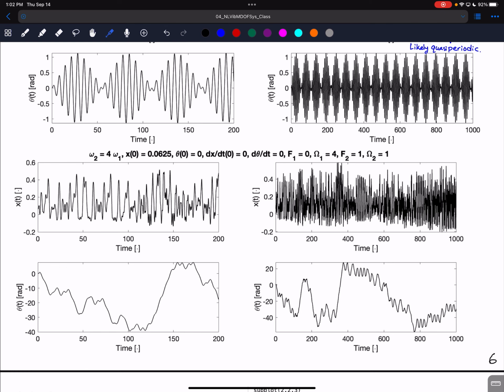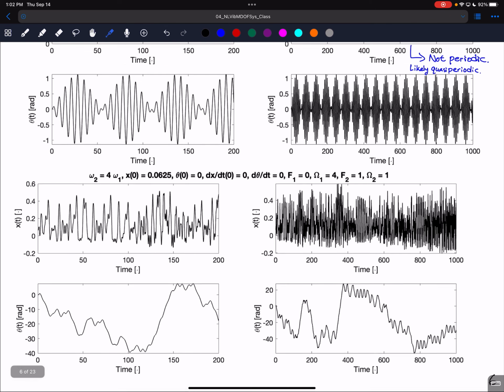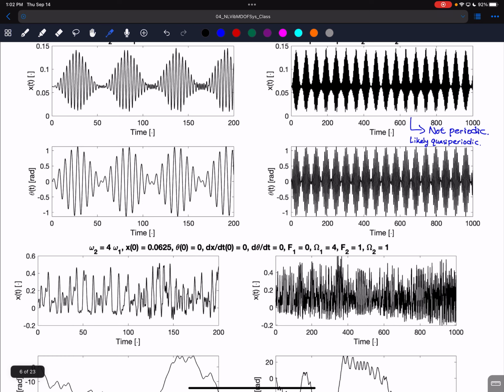So quasi-periodic just means like some characteristics of the oscillation are periodic and some are not? No. So quasi-periodic means that it's almost periodic, but it never, so like it almost comes back to where it started, but it never comes back exactly.